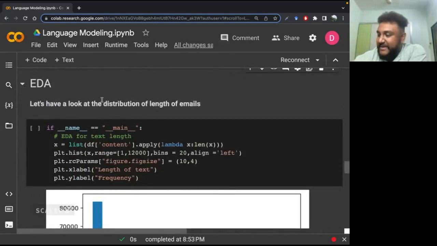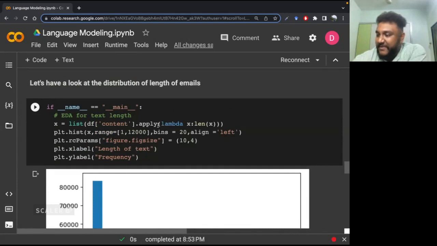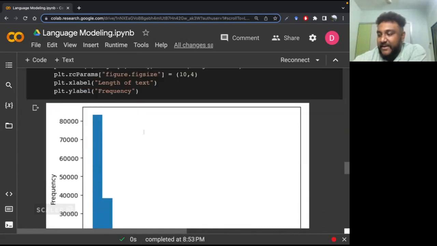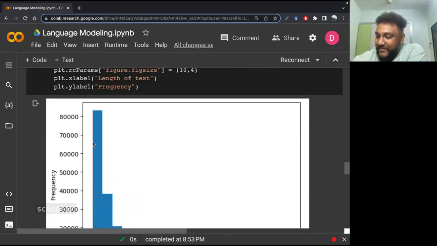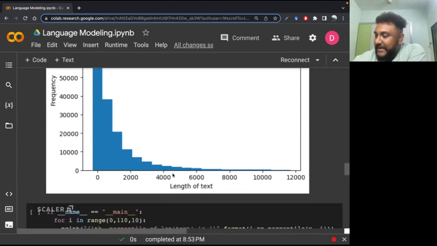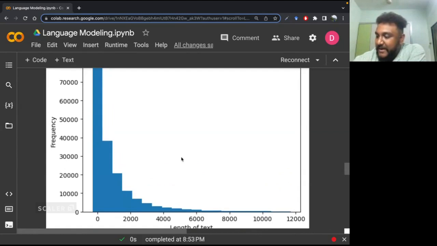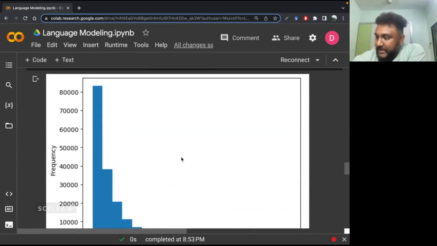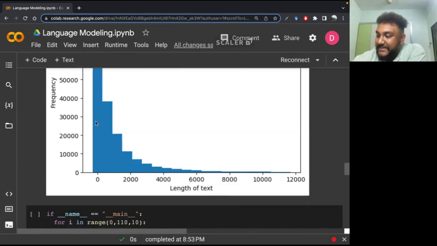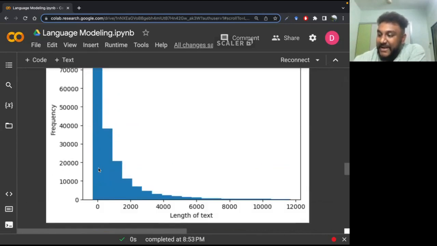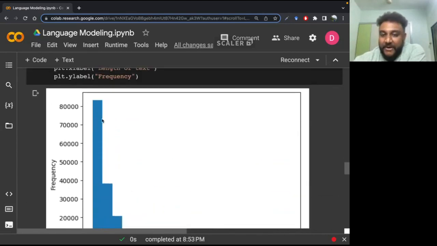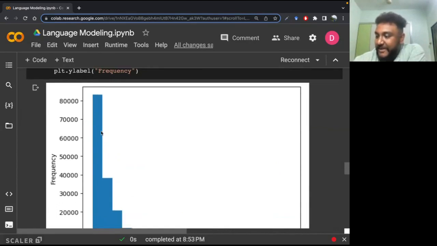We're doing some exploratory data analysis over here. First thing we're going to look at is what is the length of our emails. Okay. So as you can see, what we have plotted here is the frequency and the length of the text, right? So this bar basically represents how many emails are close to zero. So there are quite a few emails which have empty bodies. Okay, quite a few emails which have empty bodies.